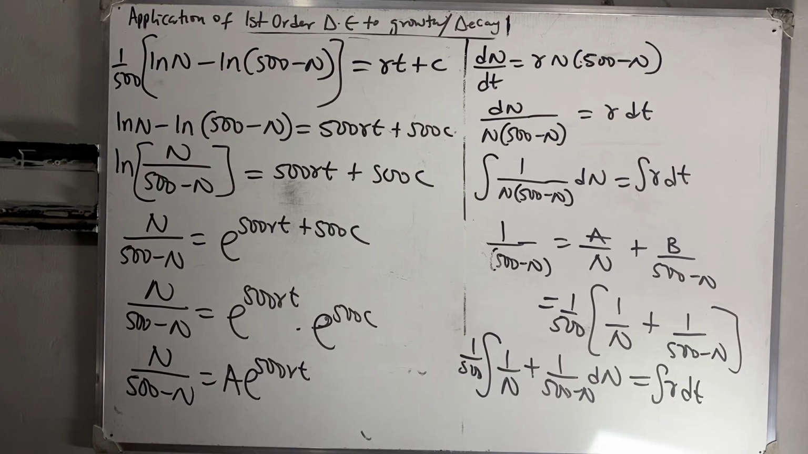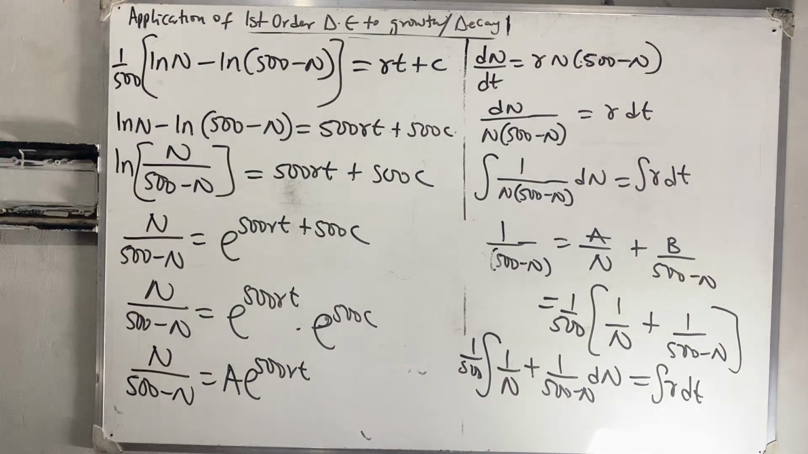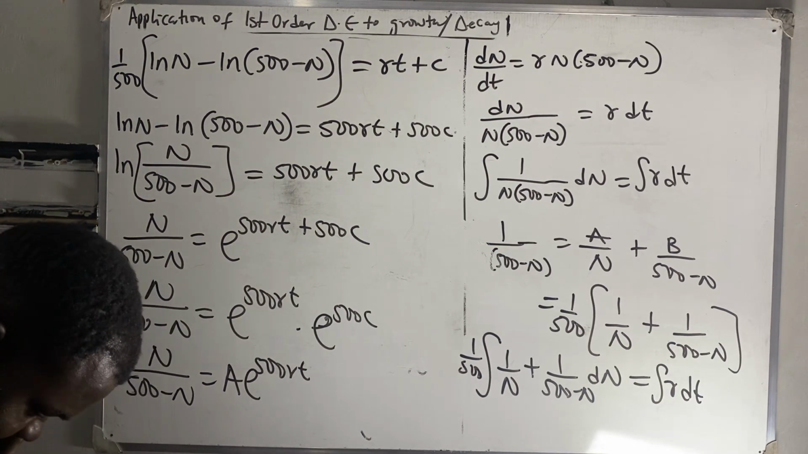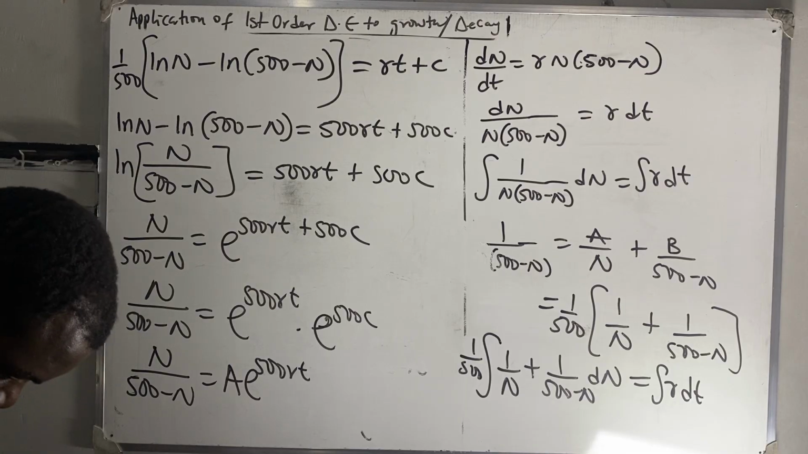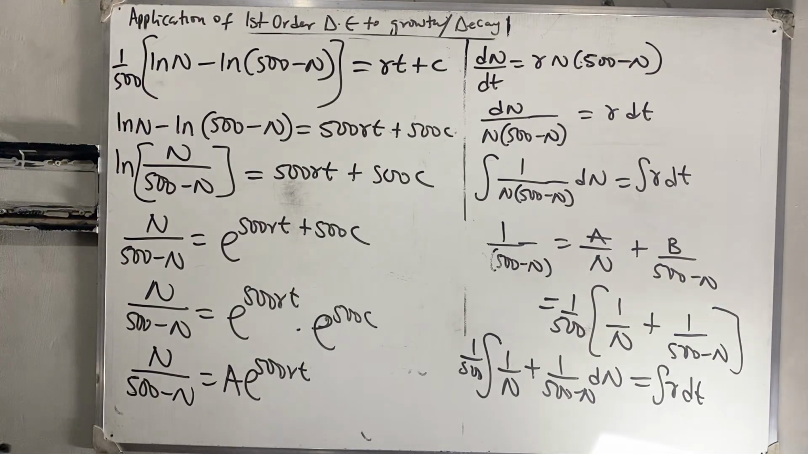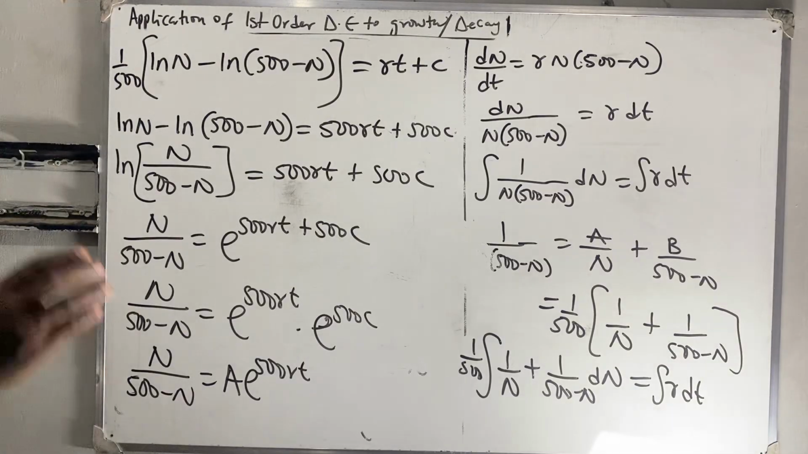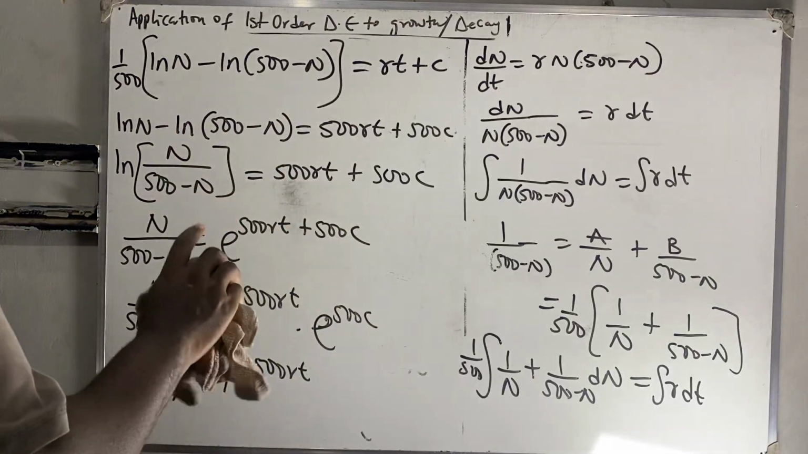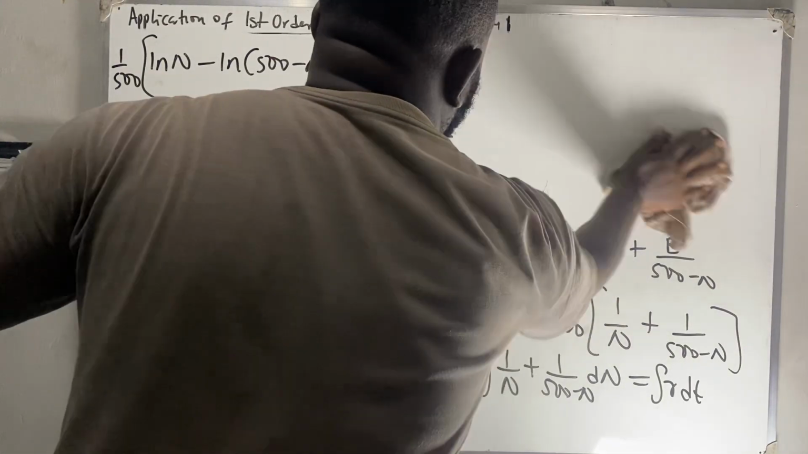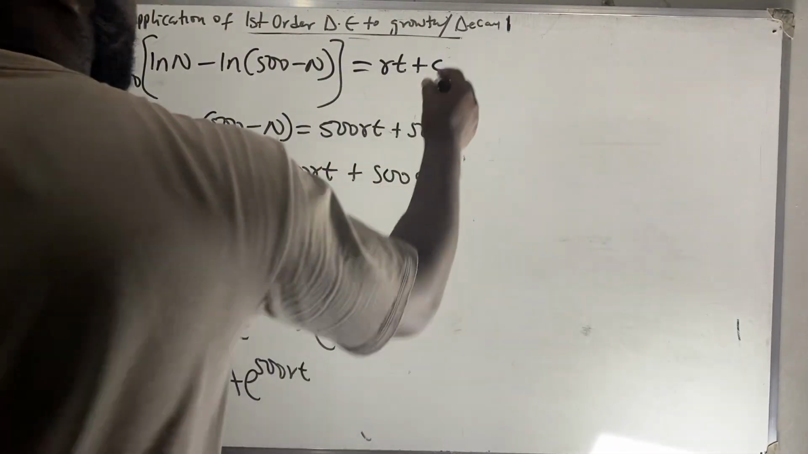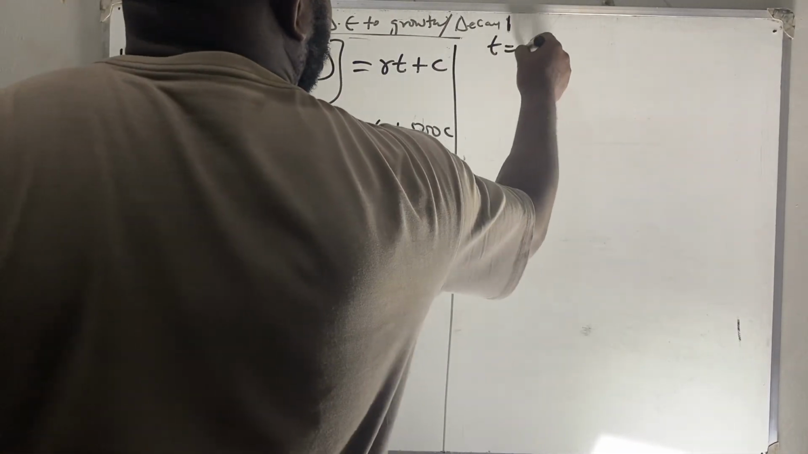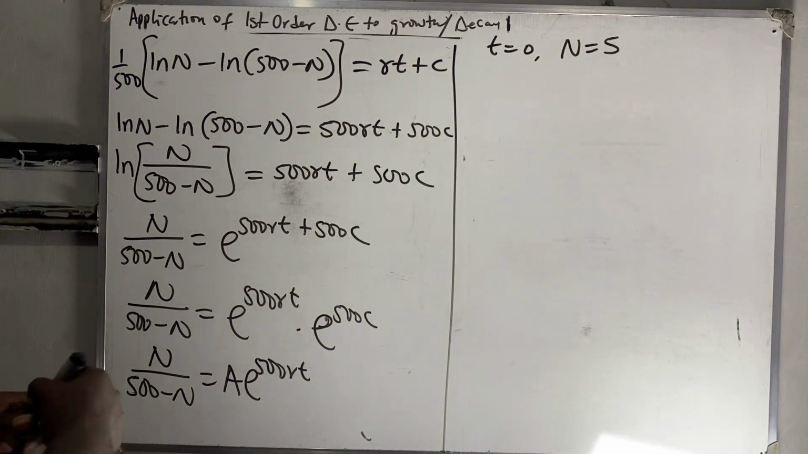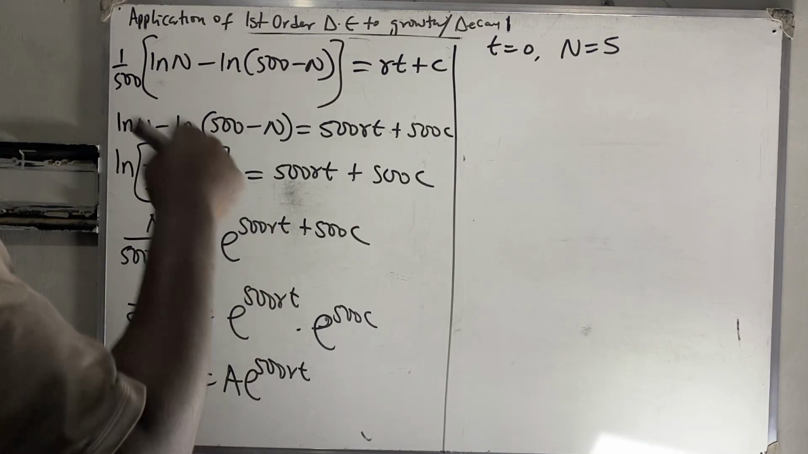So this is my expression, and then we are asked to find the time it will take to decay up to half. But we are told that initially 5 have the disease. So let us now find the rate. So this is our first expression. They say that when t is 0, at initial time, n is 5. They intentionally infected 5 of them with the disease.